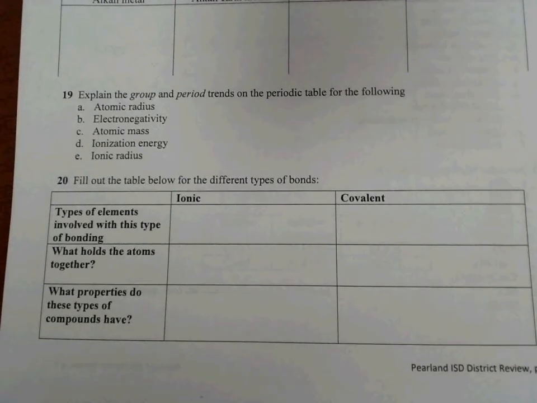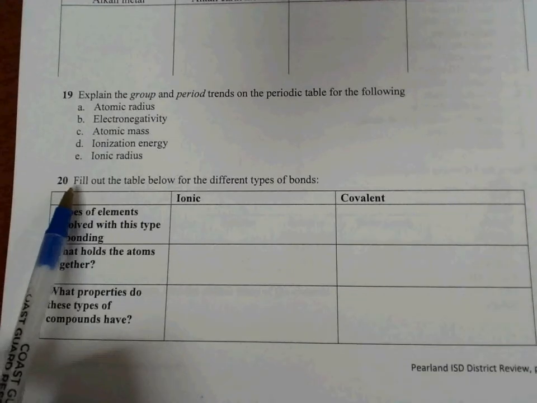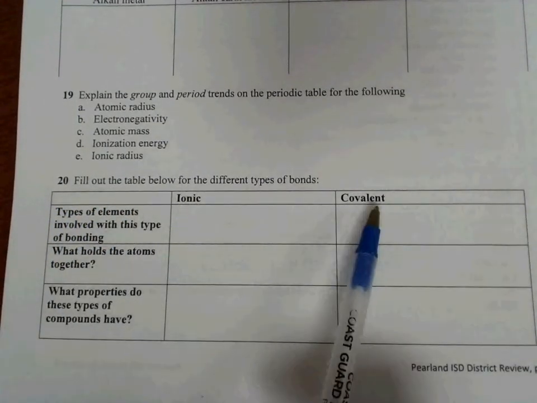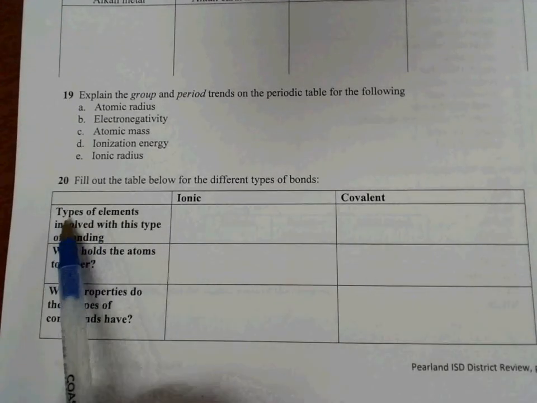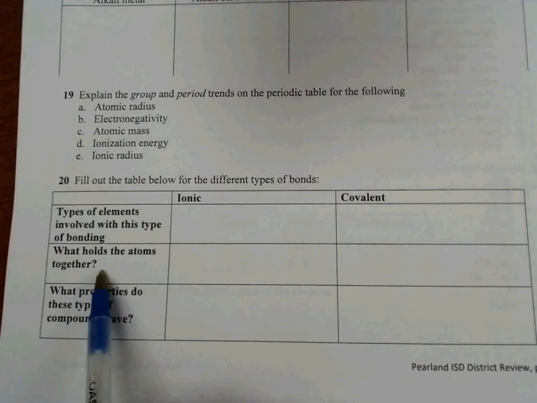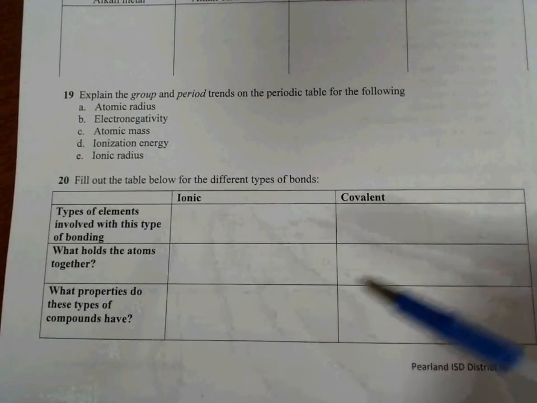Welcome to the video for question 20 and 21. So question 20 asks us to fill out the table below for the different types of bonds. We have ionic and covalent bonds. It asks the types of elements involved with this type of bonding, what holds the atoms together, and what properties do these compounds have. So let's start with ionic.